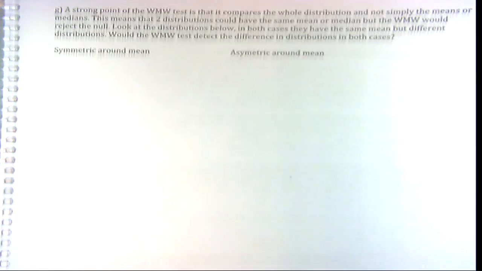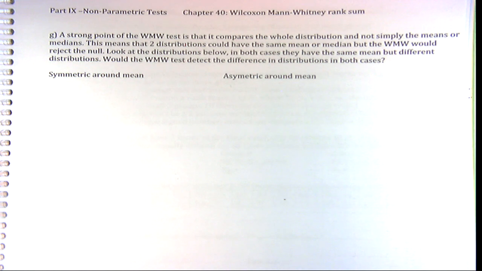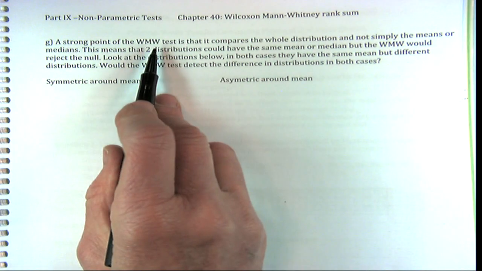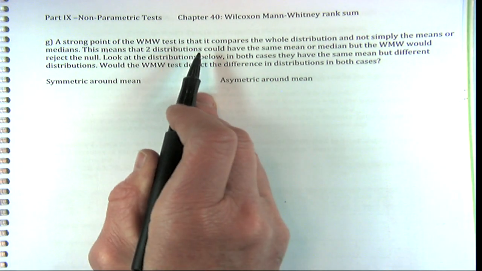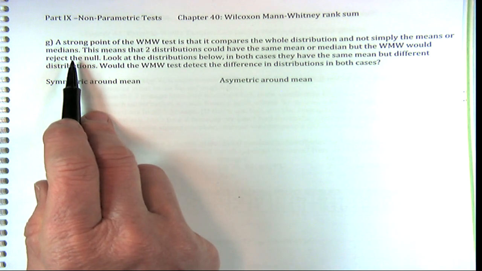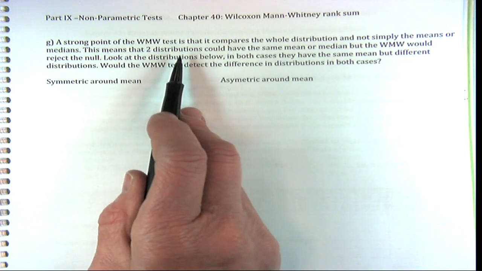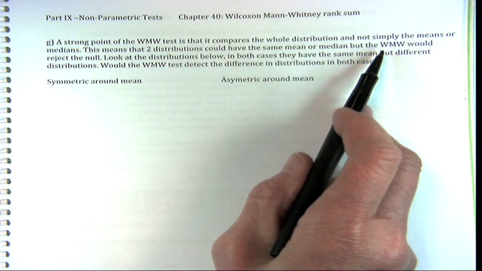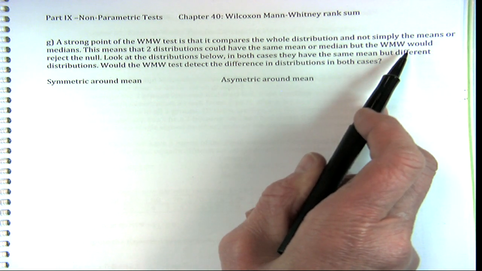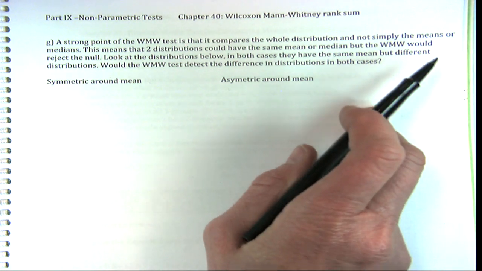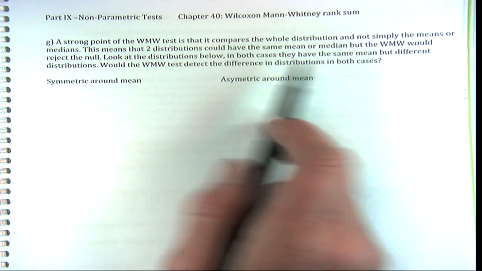Okay. So I said that a strong point of this Wilcoxon Mann-Whitney test is that it compares the whole distribution and not simply the means or medians. This means that two different distributions could have the same mean or median, but the Wilcoxon Mann-Whitney would reject the null. That's unlike the two-sample T that just looks at the means.